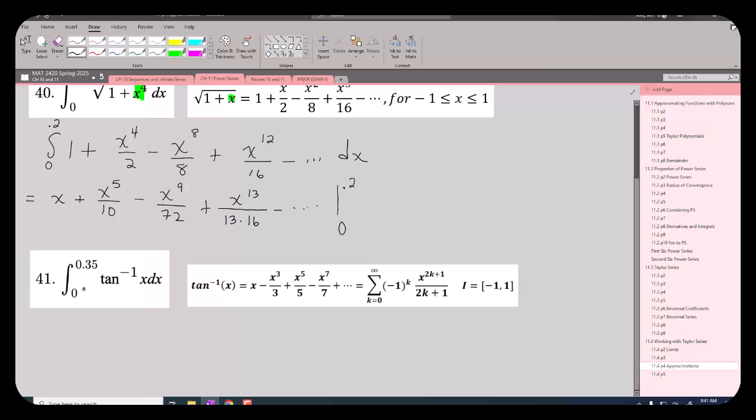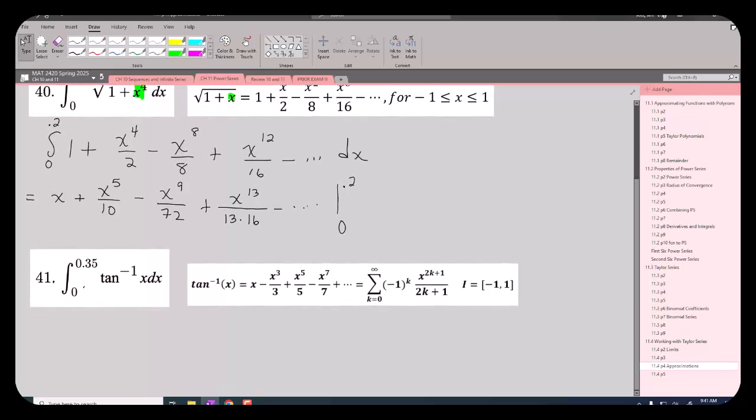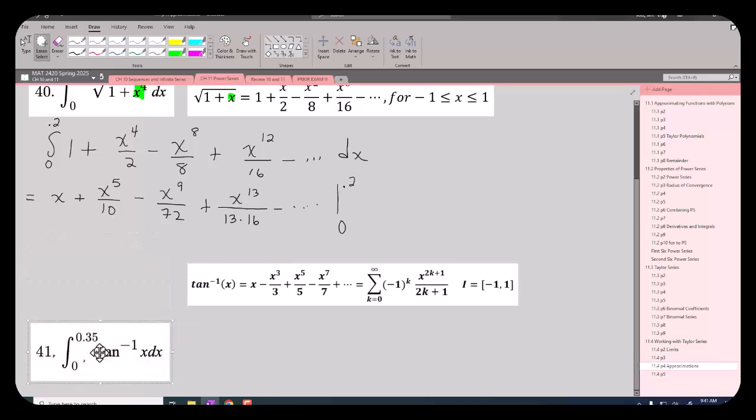Let me move this to... Doesn't like that. Let's see, do I have to lasso it? Weird.